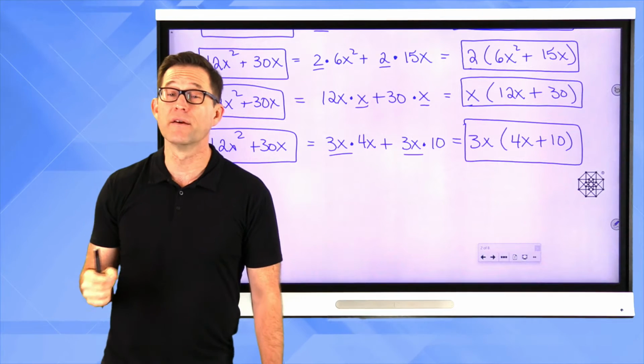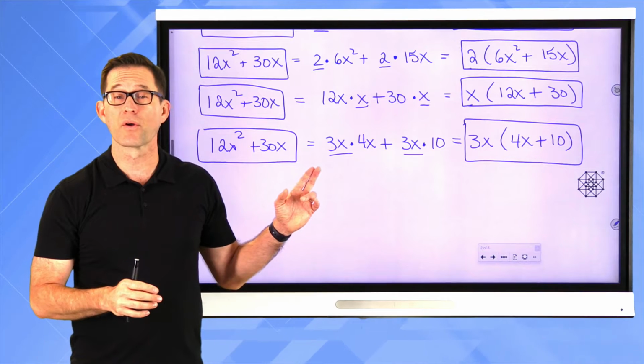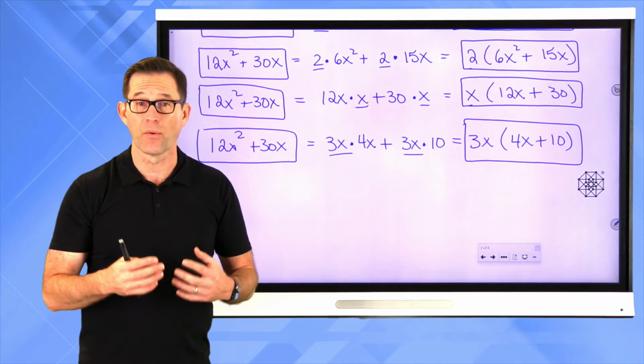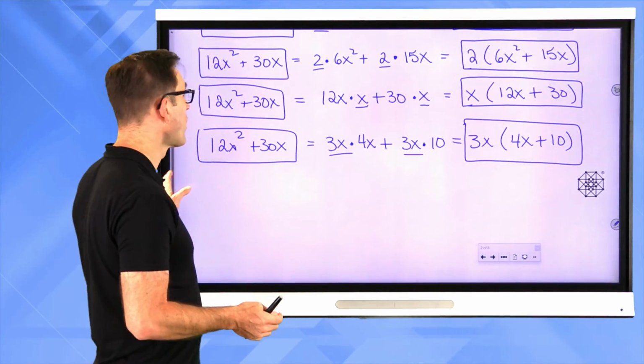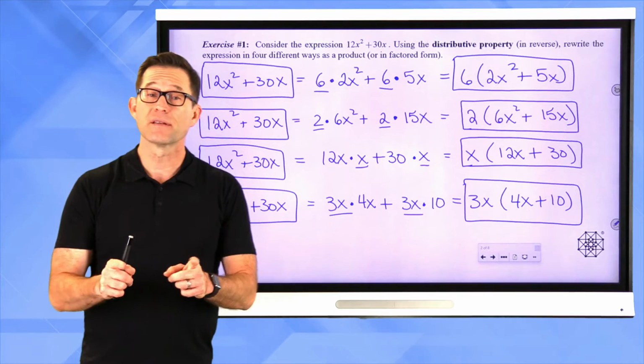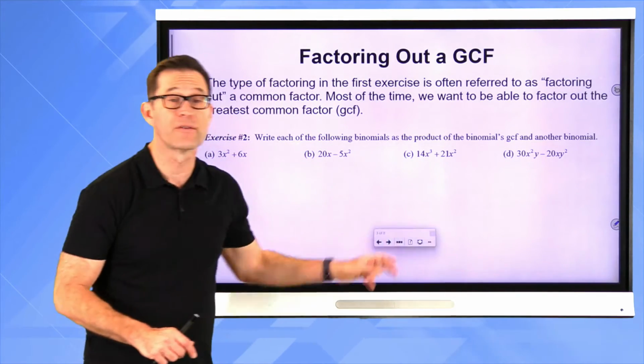So I could factor the 3x out and have 4x plus 10, right? And there's many different ways to do it, right? Because I can combine a numerical coefficient along with that variable x and keep factoring it out, right? But here are 4 ways of doing it.